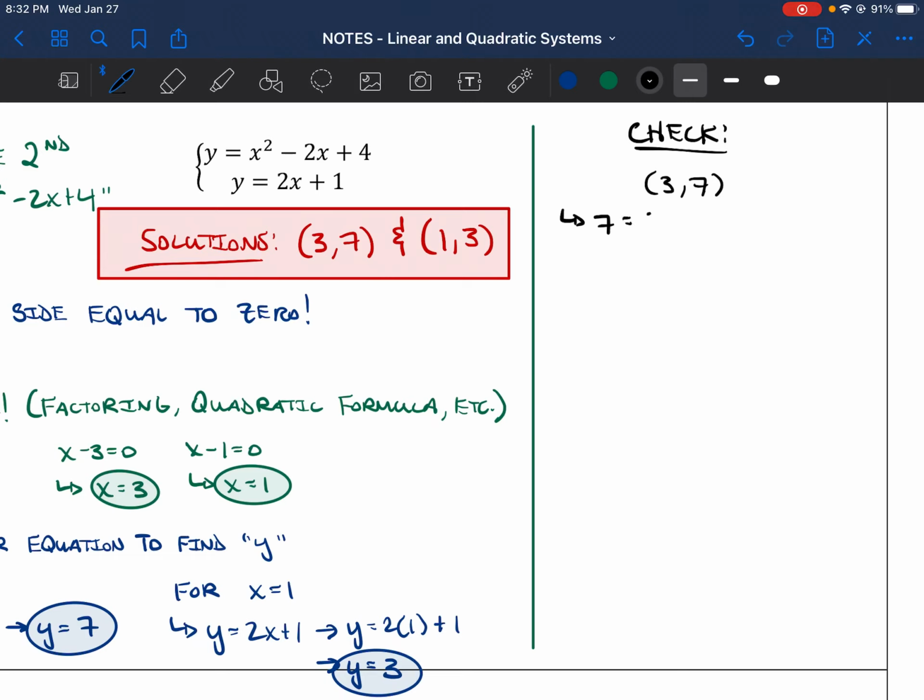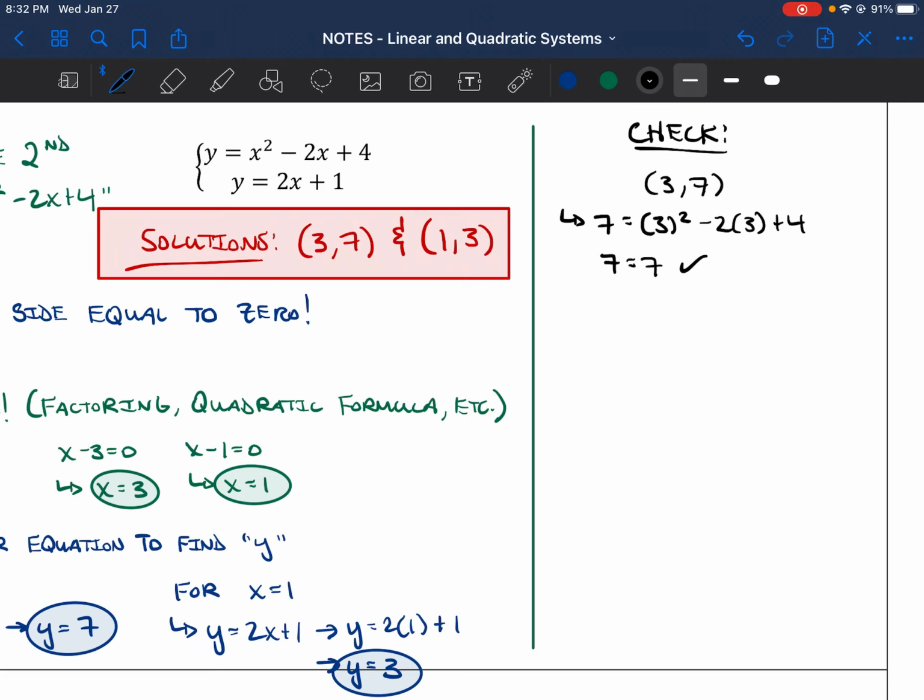So 7 equals, let's plug in 3 for both the x's. So 3 squared minus 2 times 3 plus 4. And let's do some quick math here. 3 squared is 9. Minus 2 times 3, that's minus 6. 9 minus 6 is 3. 3 plus 4 is 7. So you get 7 equals 7. That's a true statement. Everything checks out.